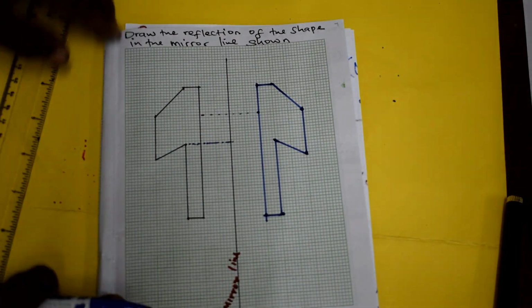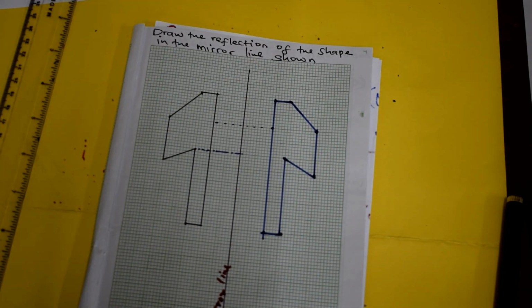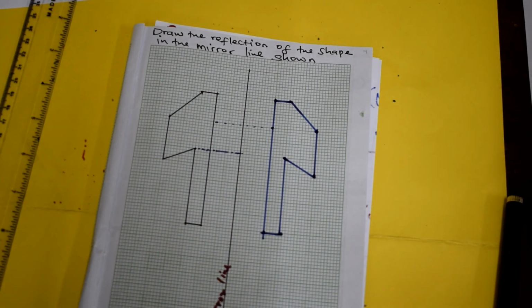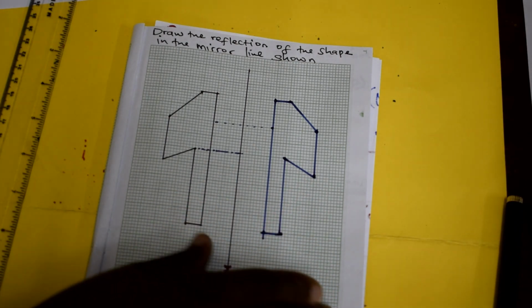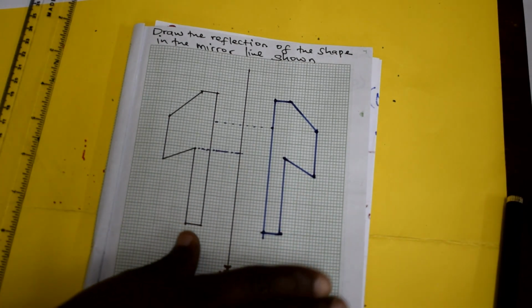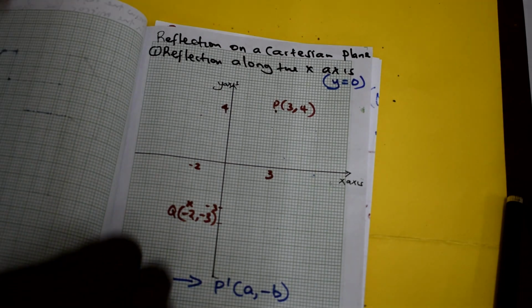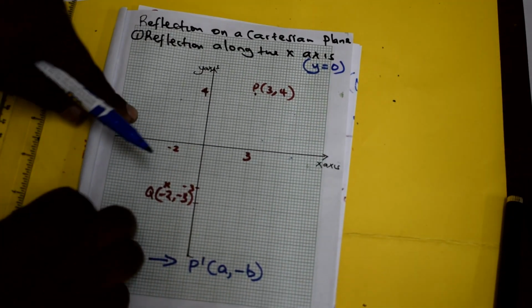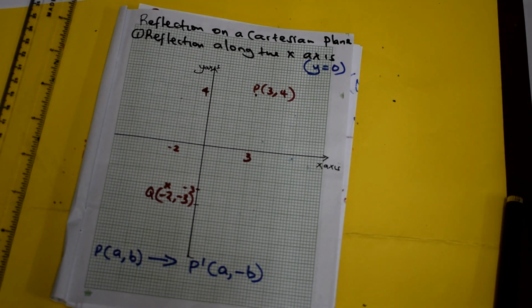Yeah, so this one becomes our image. One thing to note again: the object and the image are equal, only that the object and the image are inverted. So equal in size and shape and even area. So on the next part, we are going to see what happens in a reflection on a Cartesian plane.